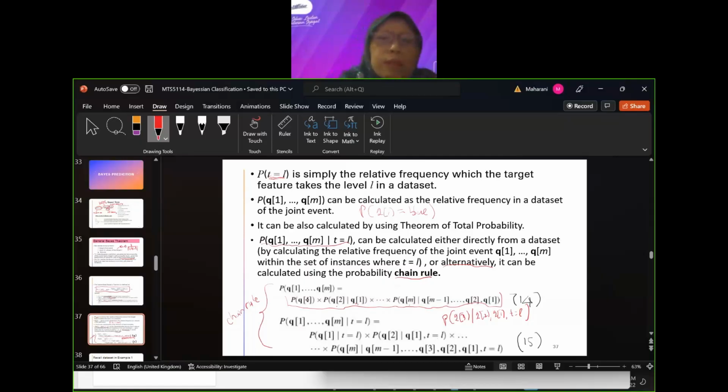This one, yeah, the same. So this one now equals all of this one, right? Or you can just go directly to the data set as I said before.